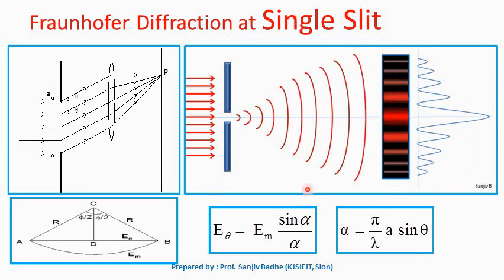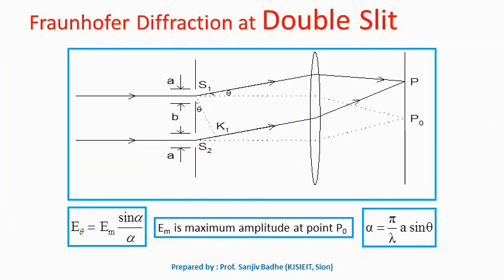We will be using this relation E theta equal to Em sin alpha upon alpha, where alpha is equal to pi by lambda A sin theta, for our further discussion on double slit and n number of slits. So let us start with Fraunhofer diffraction at double slit.